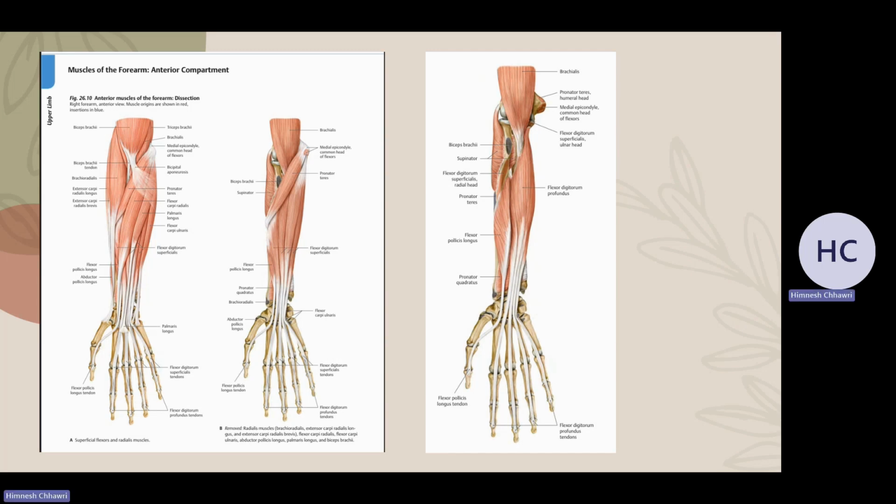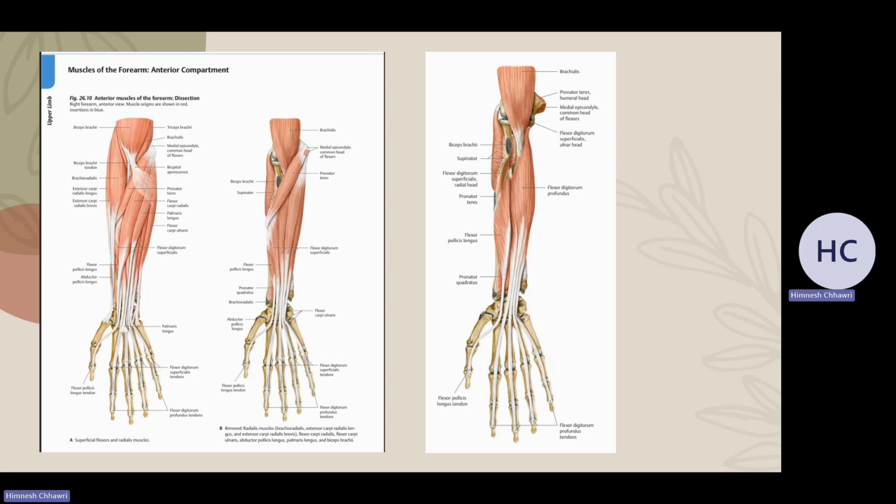Now we move into the second layer. The second layer has the flexor digitorum superficialis. Flexor digitorum flexes the digits. It has a humero-ulnar head and a radial head. The humero-ulnar head originates from the medial epicondyle of the humerus and the coronoid process of the ulna. What is another muscle that originates from the coronoid process of the ulna? Pronator teres. Very good. Medial epicondyle, coronoid process.